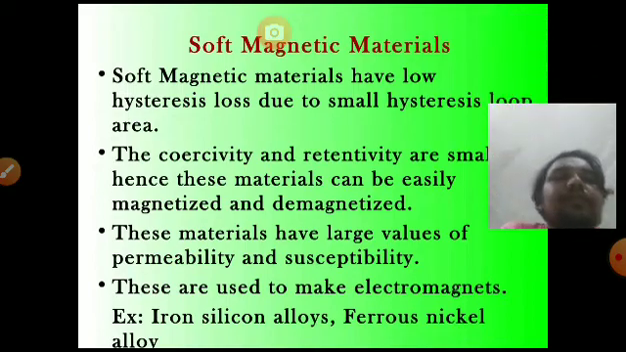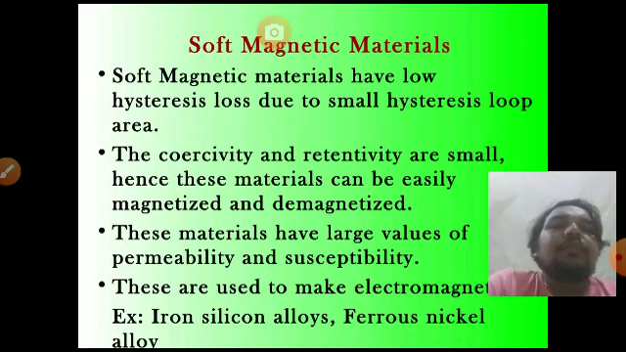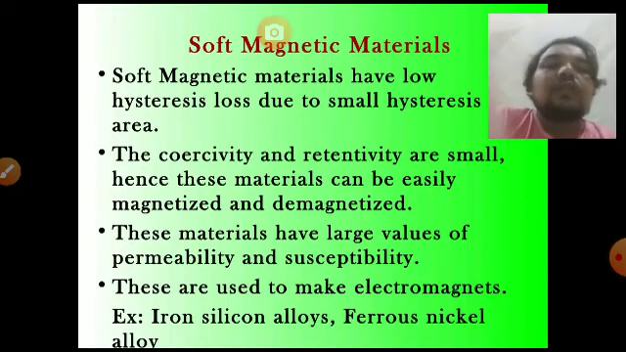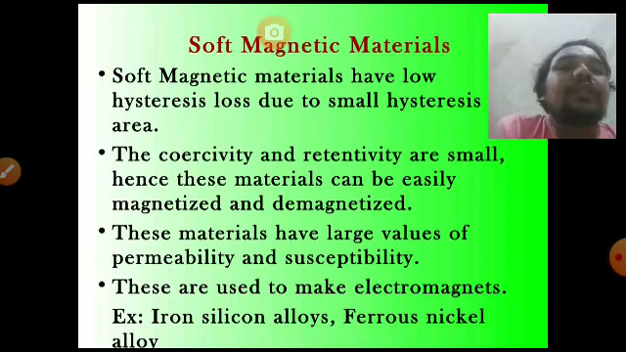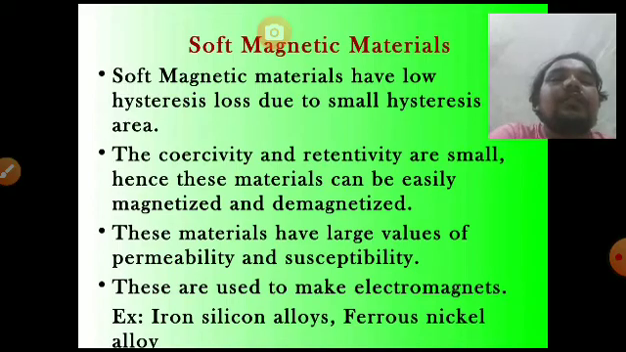Soft magnetic material. Soft magnetic materials have a small hysteresis loop due to the small hysteresis loop area. The coercivity and retentivity are small, hence these materials can be easily magnetized and demagnetized. These materials have large values of permeability and susceptibility. They are used to make electromagnets, iron-silicon alloys, and ferrous-nickel alloys.